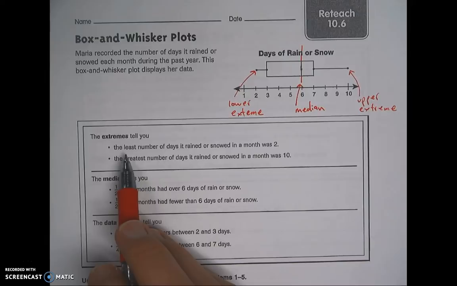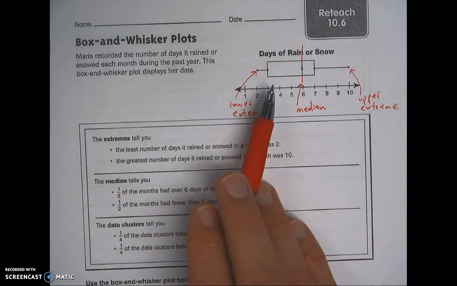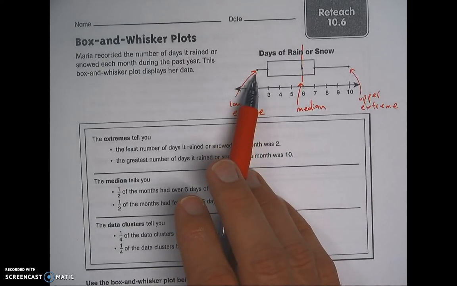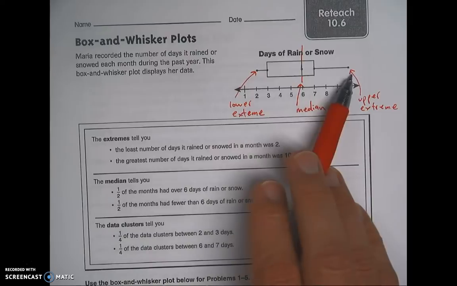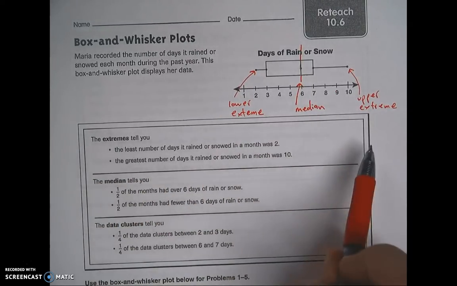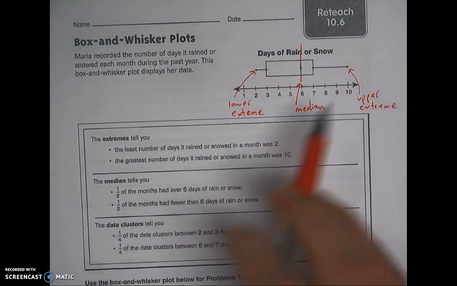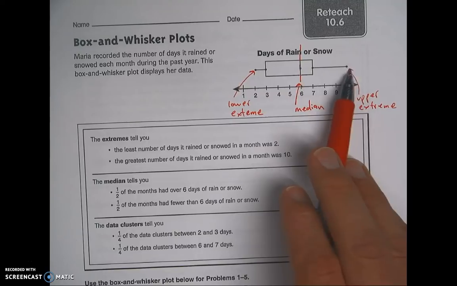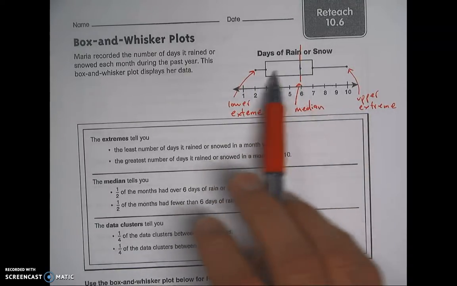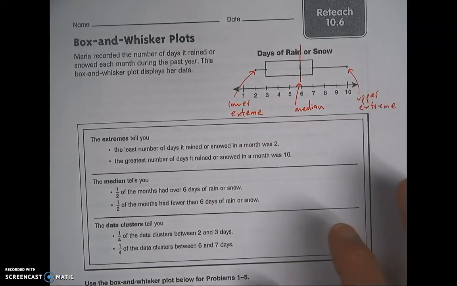So what does the extreme tell you? It tells you the least number of days it rained or snowed, because that's what this graph is talking about, in a month. So the 2 down here, that's the least number of days that it snowed in a month. And then up here, it's the greatest number. So if we had a whole list of numbers here that represent the days that it rained in a month, okay, there's this one up here that was 10, there's this one down here that was 2, and then most of the months fell somewhere in the middle in terms of the days that it rained or snowed.